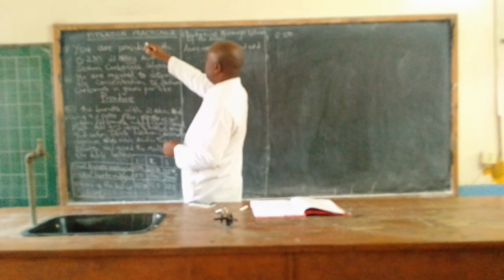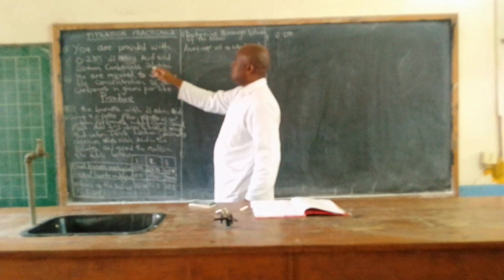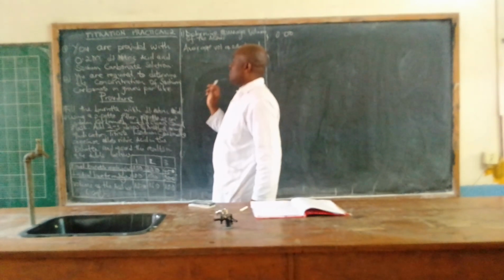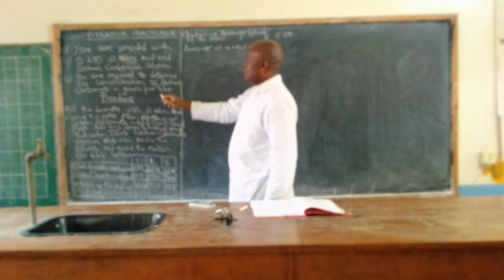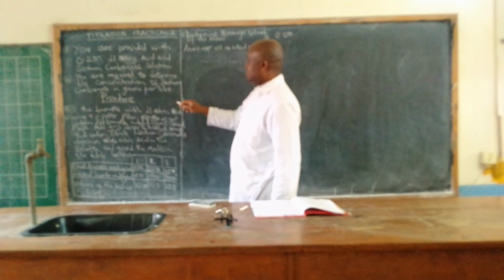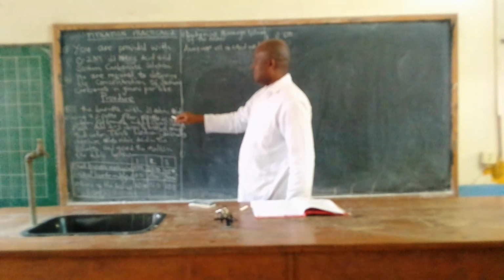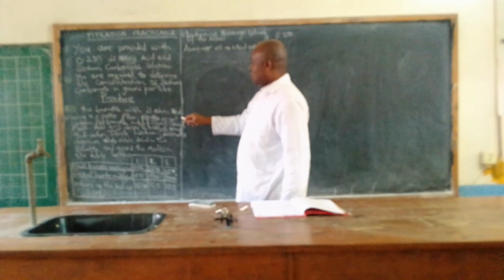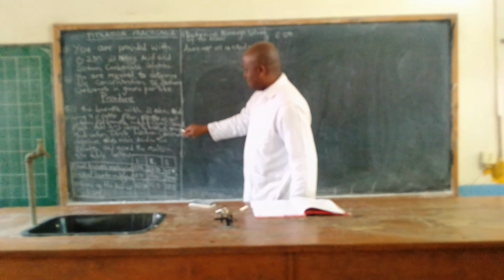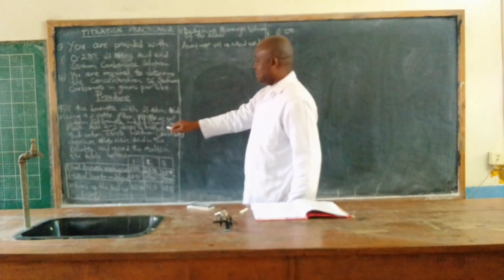Titration practical 2: you are provided with 0.2 molar dilute nitric acid and sodium carbonate solution. You are required to determine the concentration of sodium carbonate in grams per liter. Procedure: 1. Fill the burette with dilute nitric acid. 2. Using a pipette, fill 25 cubic centimeters of sodium carbonate into a clean conical flask. Then add 2 to 3 drops of methyl orange indicator. Titrate sodium carbonate against dilute nitric acid in the burette and record the results in the table below.